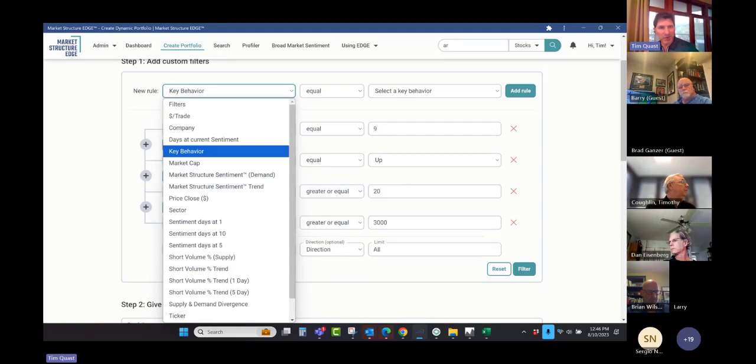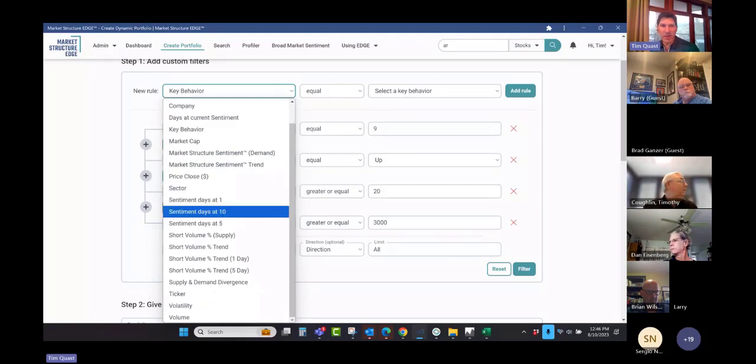Market cap kind of explains itself. Demand trend, that's what market structure sentiment is. Price close just helps you weed out, you could home in on a particular range if you want to. Sector, days at 1, 10, 5, or 10, kind of interesting. Stocks that spend a lot of time at 1 might be good shorts. I mean, there's just no demand for them. So stocks that spend a lot of time at 10 oftentimes will capture the best performers that way. If a stock spent 10 of the last 20 trading days at 10, might have momentum. And so those are things we can look at.